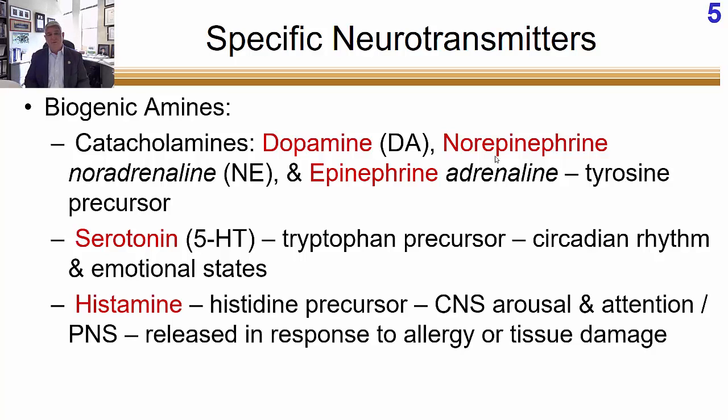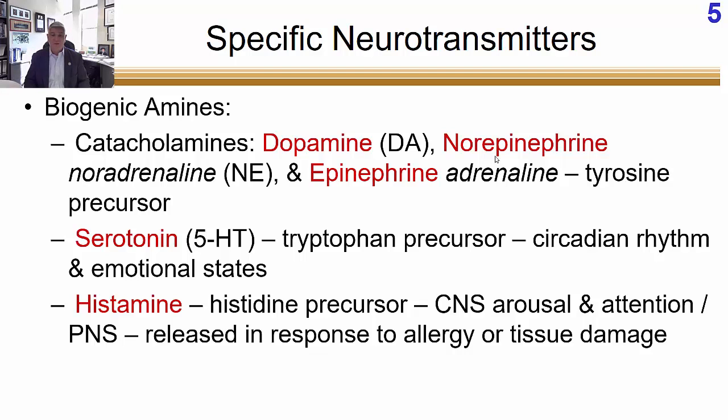Histamine is also in this group. Histamine comes from histidine precursor protein. It is involved in our sleep-wake cycle in the wake portion of that, which is why an antihistamine can cause you to become drowsy. But it's also used in the peripheral nervous system. Histamine is released in response to tissue damage or irritation, such as allergies, which is why antihistamines are good for when you have a cold or you have allergies, but not so good in the brain.